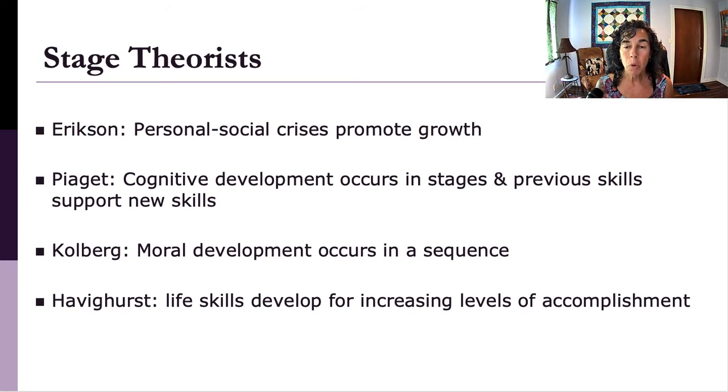Kohlberg looked at moral development and how it occurs in a sequence throughout the lifespan. And interestingly, some people never get to a fully moral stage of mature development. And then Havighurst talked about different life skills that need to develop so that you have different levels of accomplishment. So his thing was accomplishments.